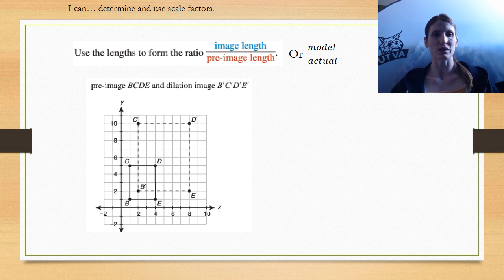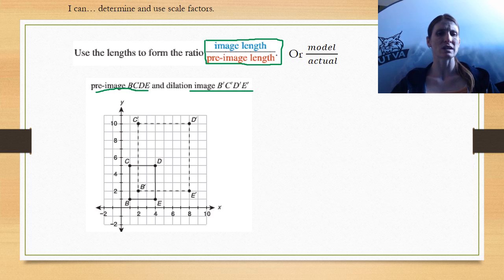Let's look at some examples. Use the lengths to form this ratio. So we're going to write the scale factor for this image down here. Now, first of all, a couple of things to note. It says the pre-image is BCDE, and the dilated image is this. So a lot of times when you see those little tick marks there, that means that the operation has been performed on it. Something's happened to it.